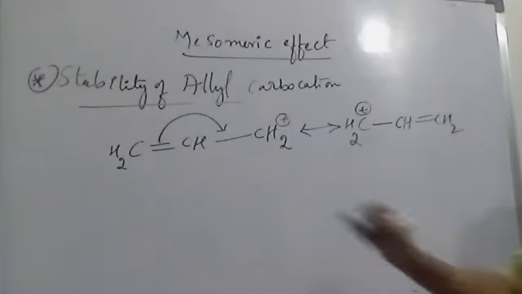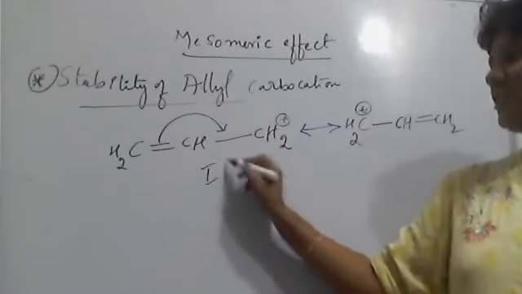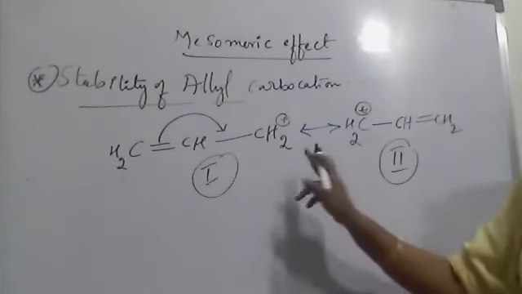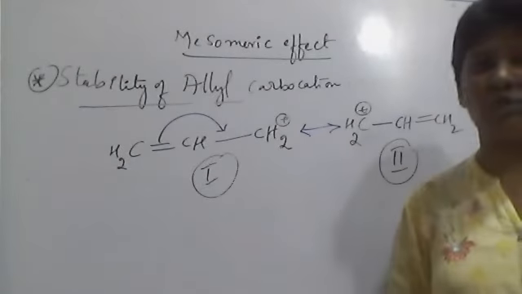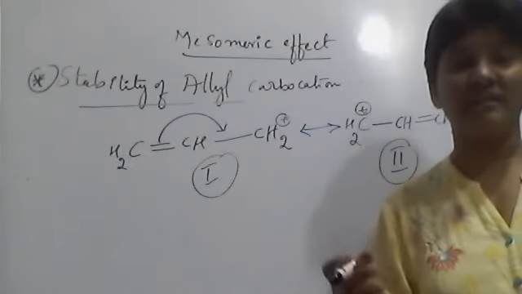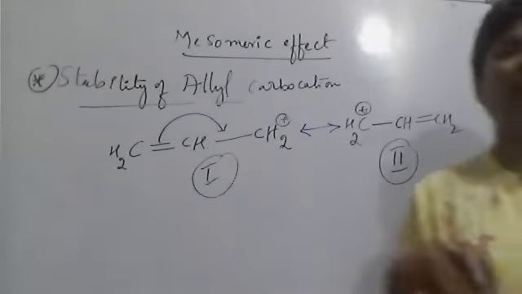So what happened here? Now for one molecule, we got two structures. This is the first structure and this is the second structure. So the charge is shared by two carbons, the first carbon and this carbon. Because of delocalization, the charge is dispersed, satisfied and shared by two carbons. Okay, stability increased.